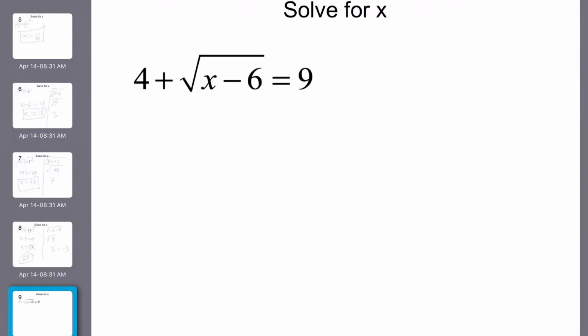Now we take a look at this problem here, and now the radical isn't alone on its side of the equation. So the first thing you have to do in this instance is to get that radical alone, just like the rest of us are during this quarantine. So you want to quarantine that radical, the square root of x minus 6, over here by itself by subtracting 4 from both sides. So you get the square root of x minus 6 equals 5.